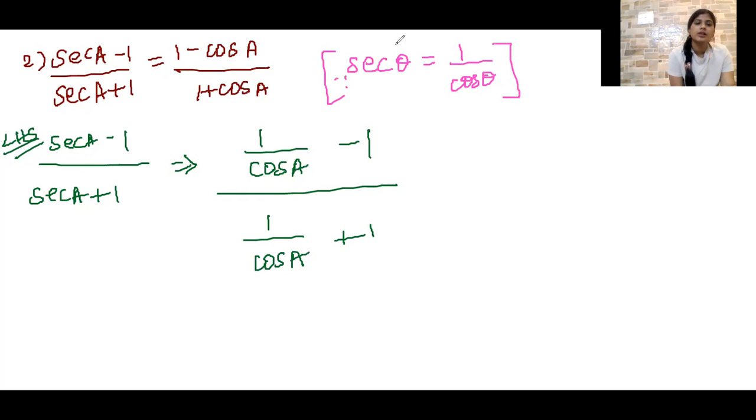So the next thing is, I'm going to simplify this expression. Whenever you have two different denominators, you have to go for LCM. See, here it is 1 by cos A, which is in the form of a fraction, and here you do have a real number.